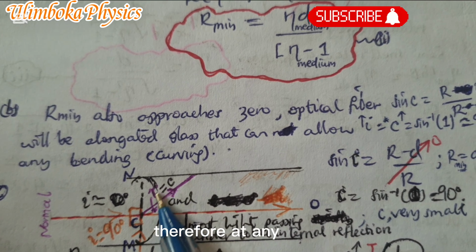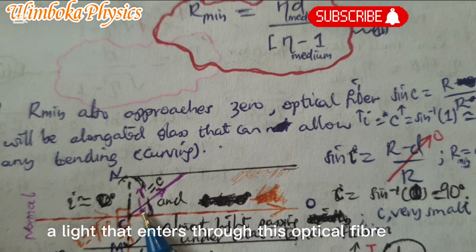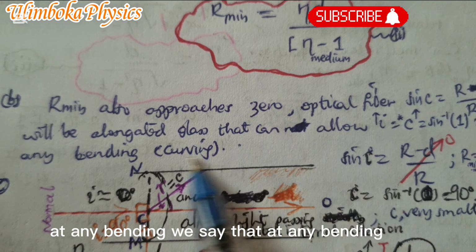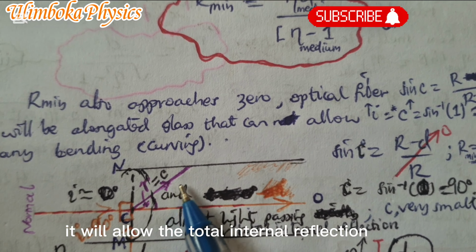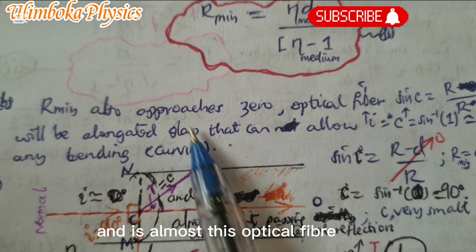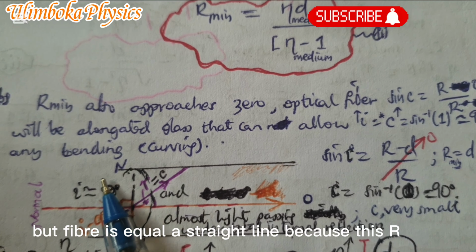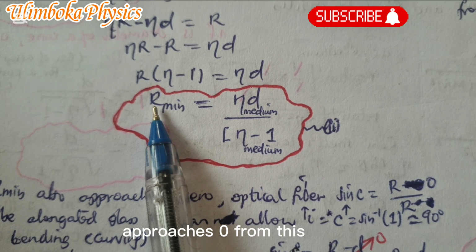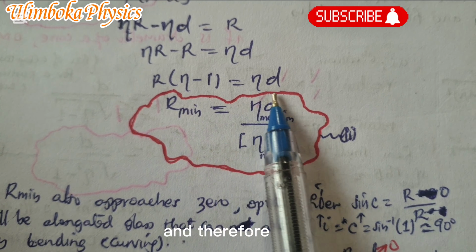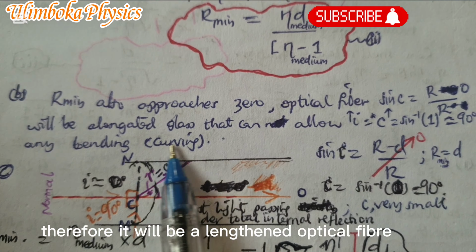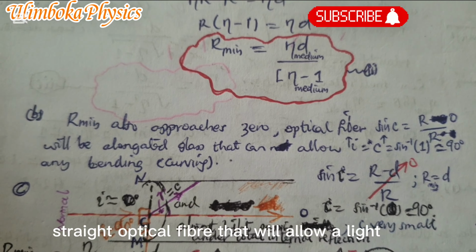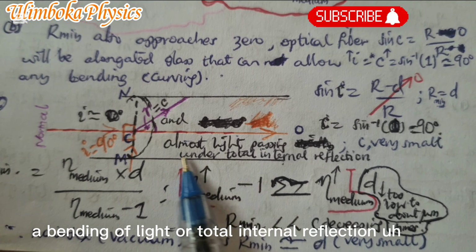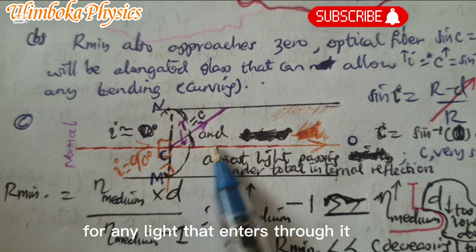Therefore, any light that enters through this optical fiber will undergo total internal reflection. At any bending, we say that it will allow total internal reflection, and the optical fiber is almost a straight line, because R minimum approaches 0 from this relation, because D is 0, and therefore R minimum is equal to 0. Therefore it will be an elongated, straight optical fiber that will allow total internal reflection for any light that enters through it.